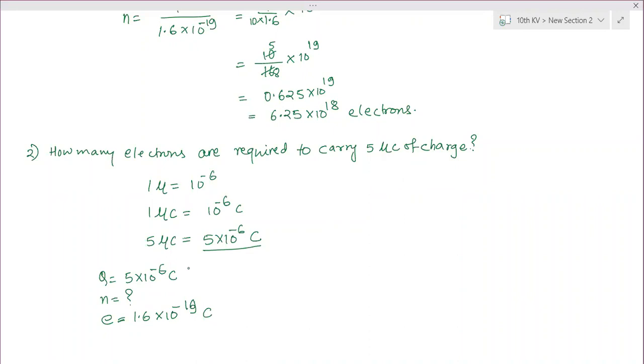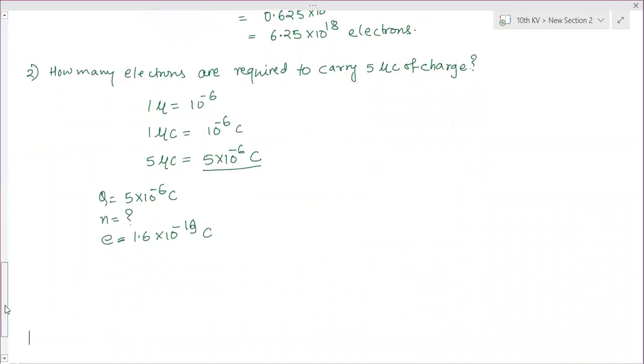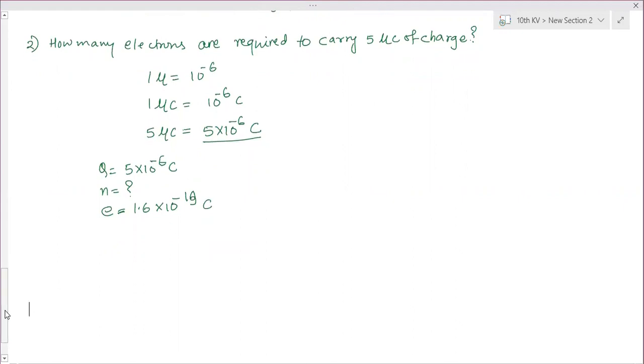Got the answer? Is it 3.12 into 10 to the power 13? I think 3.125. Yes, ma'am, 3.125 into 10 to the power 13. Yes, right.